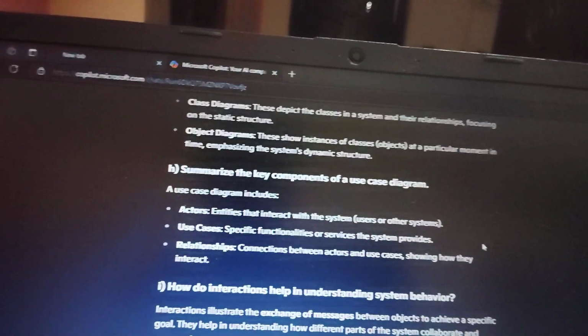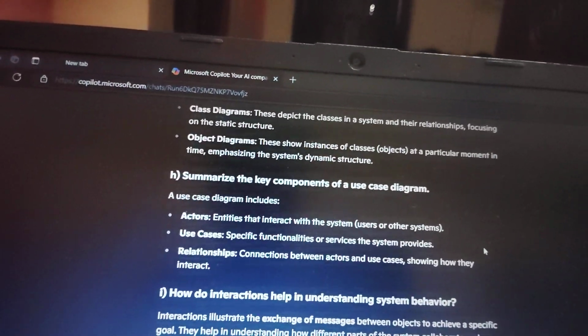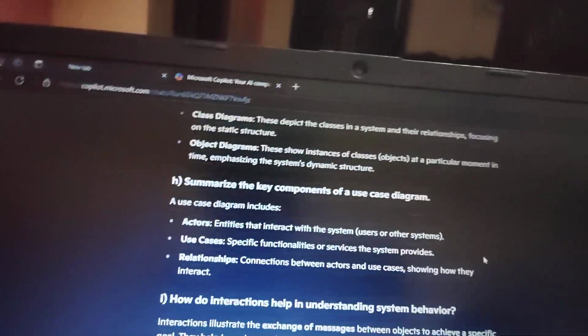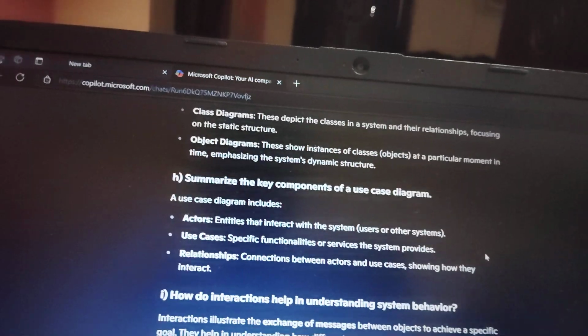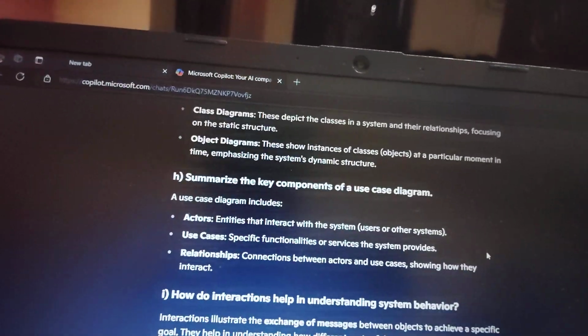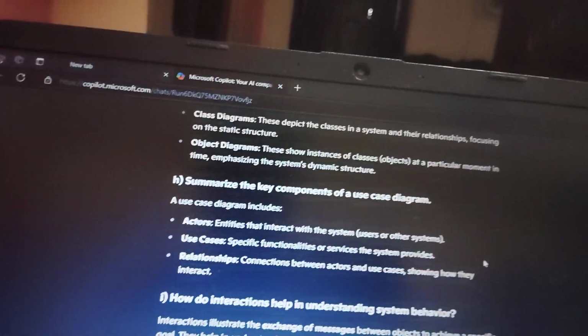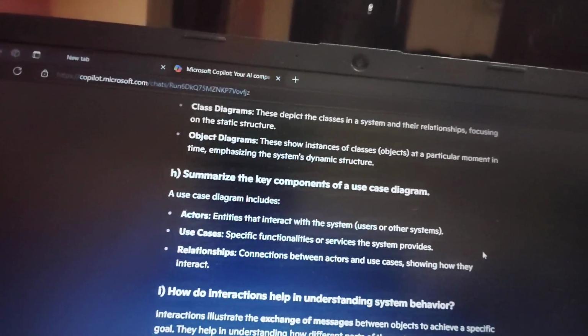Okay, next question. Summarize the key components of a use case diagram. We need to summarize what the key components of a use case diagram are. We know the key components are actors, use cases, and relationships.